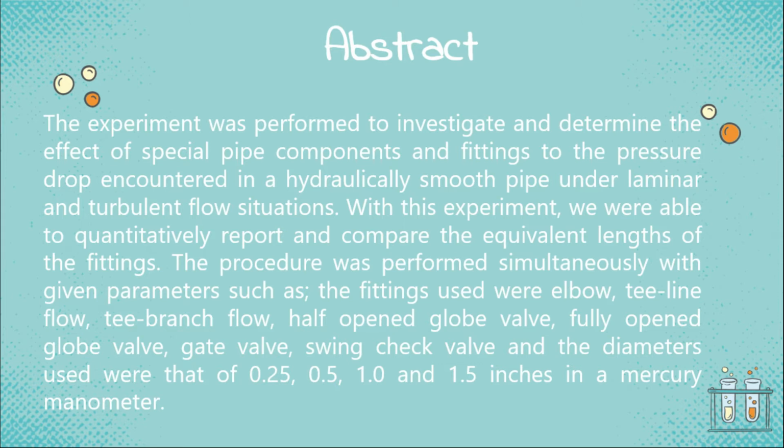The procedure was performed with the given parameters. The fittings used were elbow, T-line flow, T-branch flow, half-open globe valve, fully open globe valve, gate valve, and swing check valve, and the diameters used were 0.25, 0.5, 1.0, and 1.5 inches in an HG manometer.